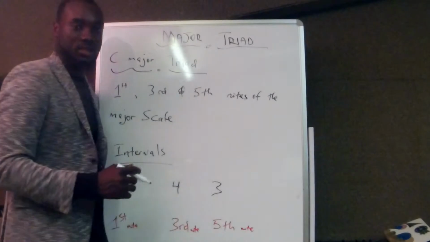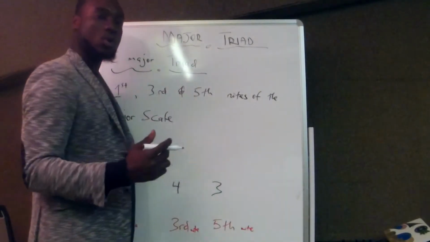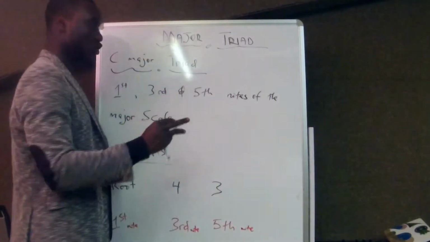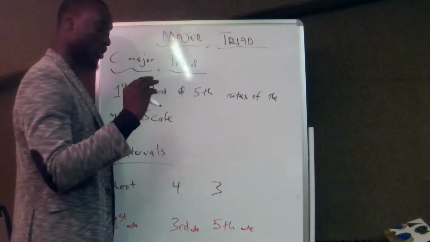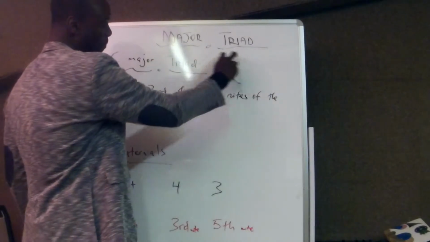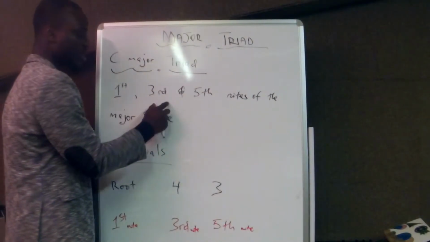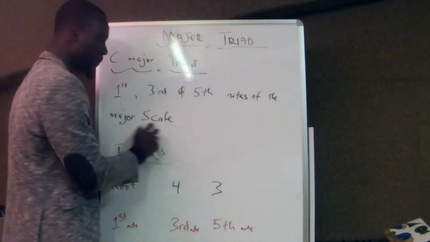A major triad. A triad is a chord that has 3 notes in it. Tri stands for 3, yeah? So a chord with 3 notes in it is called a triad. How do you form a major triad? A major triad is formed using the 1st, 3rd and 5th notes of the major scale.